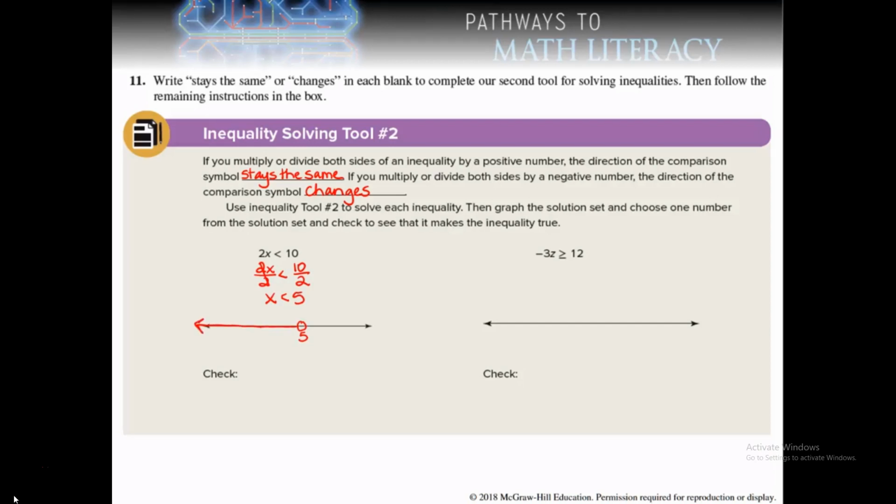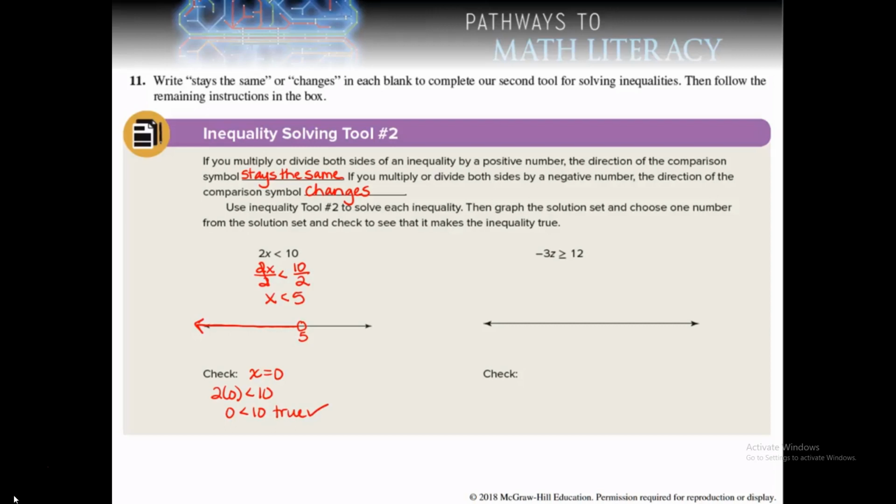To check that, we need to pick something less than 5 to plug in, so maybe 0. And if we plug that in, we get 2 times 0 less than 10. So that says that 0 is less than 10, which is true.